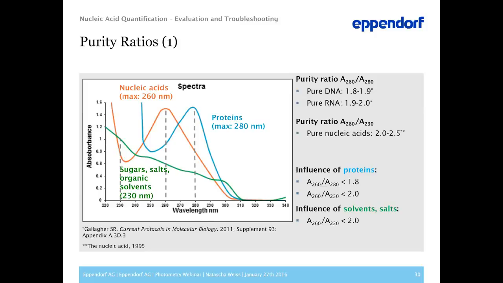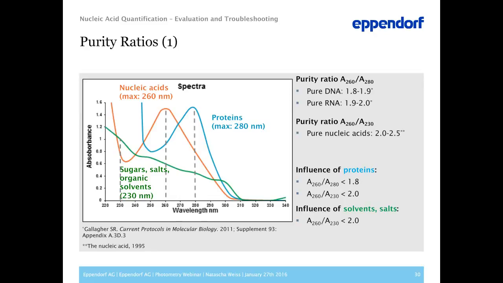The most common purity check for DNA and RNA is the ratio of measurements at 260 and 280 nanometer, since proteins have a maximum absorbance at 280 nanometer. For DNA, a ratio of 1.8 to 1.9 indicates a good level of purity, whereas an RNA sample is considered pure for a ratio of 1.9 to 2.0. This is due to its higher ratio of uracil in RNA as compared to thymine, which is a component in DNA.